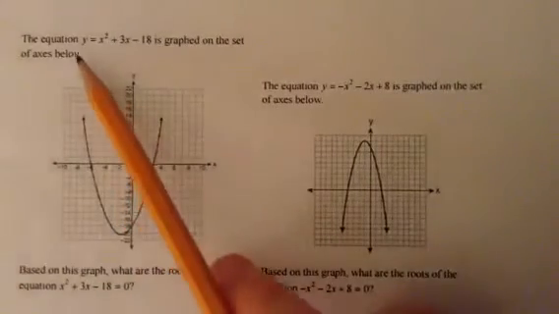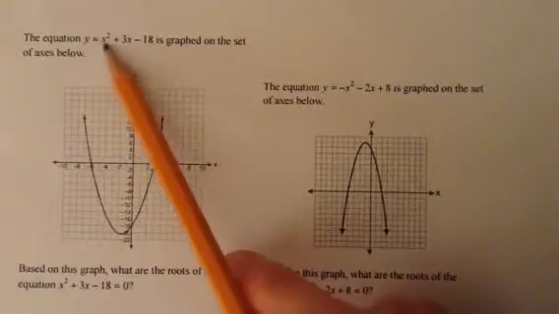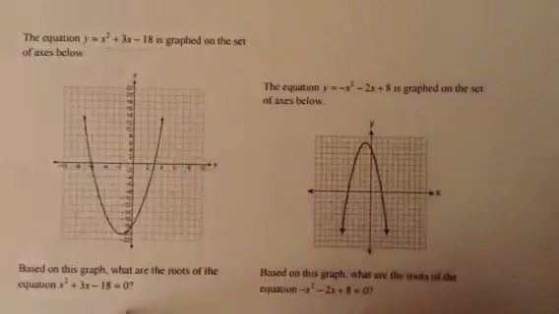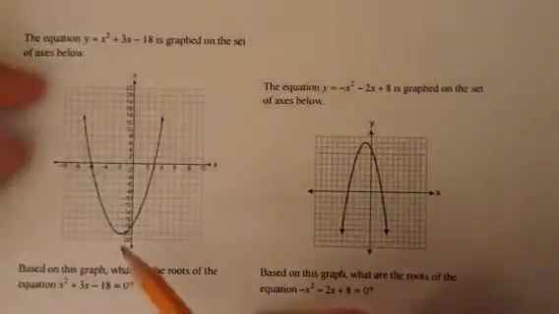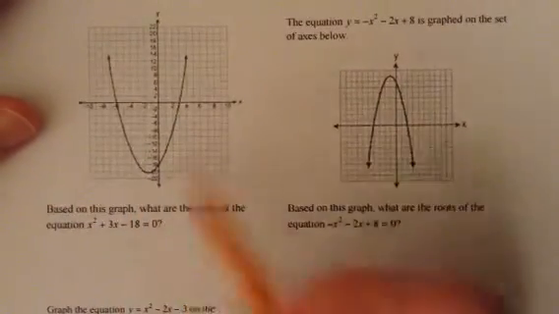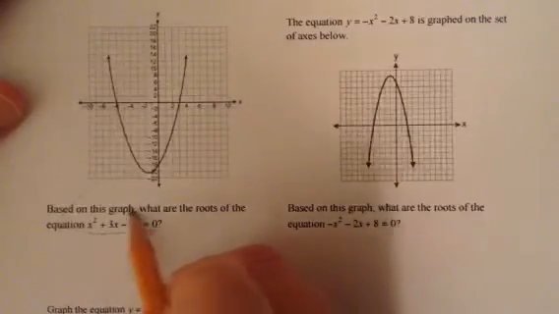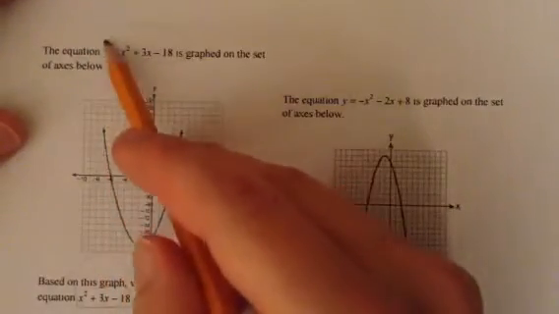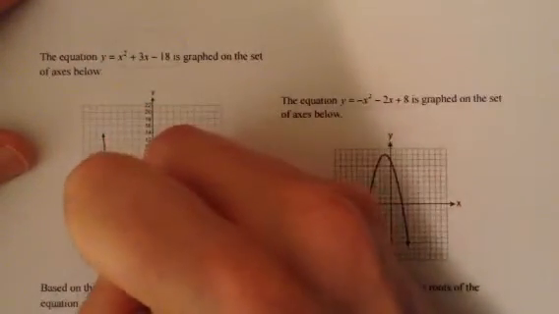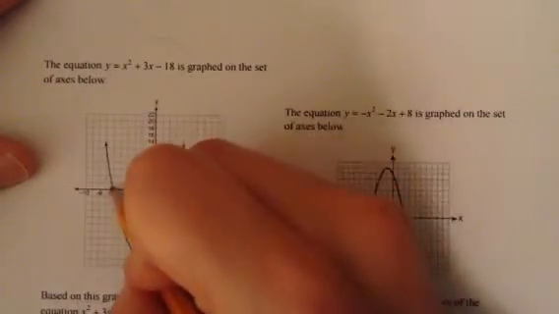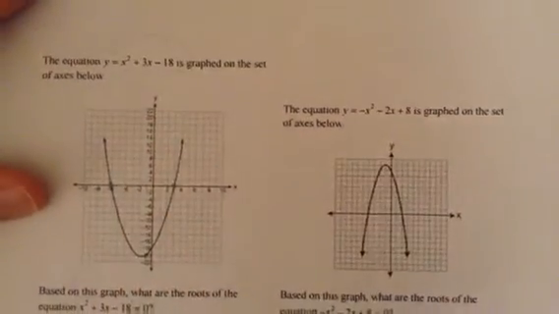So notice that here they took y equal to a quadratic equation and they graphed it, right? And then based on the graph, what are the roots of this equation? So this graph and this equation are related. This equation is basically saying, where does this equal 0? When does this equal 0? Well, it equals 0 when y equals 0. Right here and right here, right? So it equals 0 at -6 and at 3.